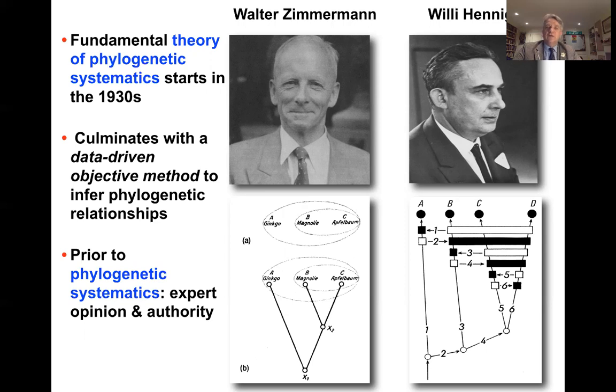So this starts in the 1930s with Walter Zimmerman, who was working primarily with plants, and through the 1950s with Willy Hennig, who introduces the concept of phylogenetic systematics. And Willy Hennig was an entomologist.